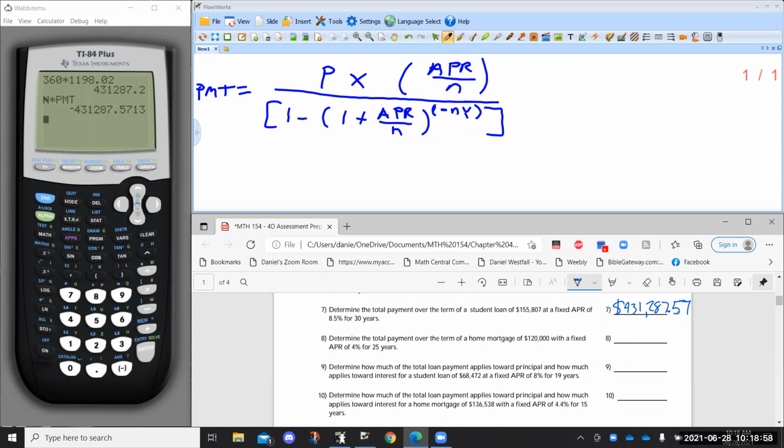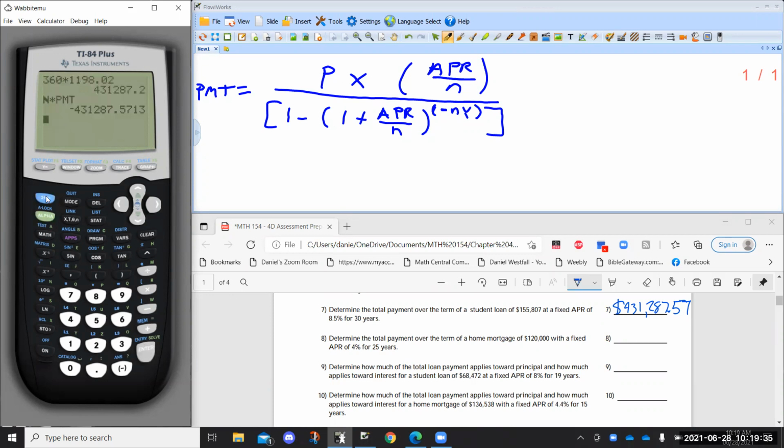Determine the total payments over the term of the home mortgage. So we're just going to go with the solver here. Home mortgage is $120,000, fixed rate 4%, 25 years. So 25 times 12, fixed rate 4%. Present value of the mortgage is 120,000. We're going to solve that.